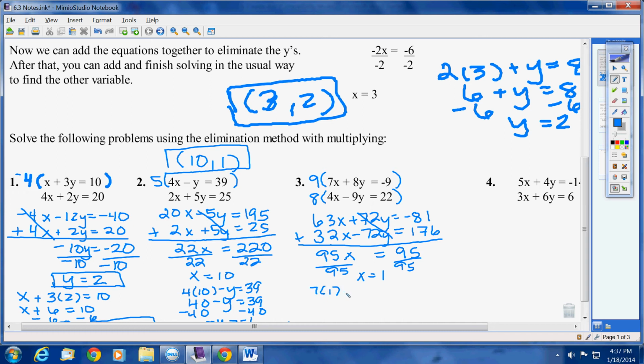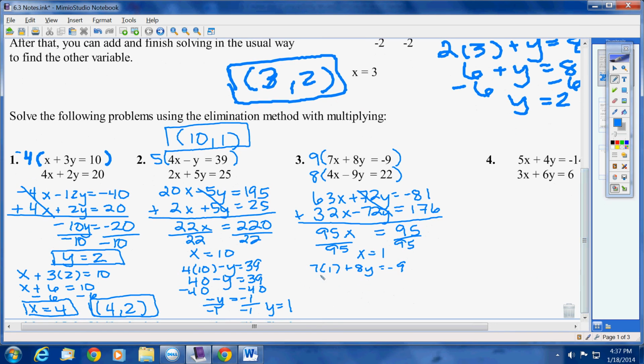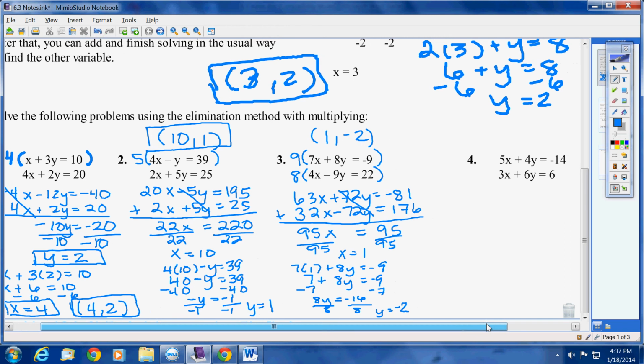So 7 times 1 plus 8y equals negative 9. 7 plus 8y equals negative 9. I'm going to subtract 7 from both sides. I get 8y is equal to negative 16. I'm going to divide by 8, and y equals negative 2. So the solution to this system is going to be the point (1, negative 2). That is where both of these lines are going to cross each other.